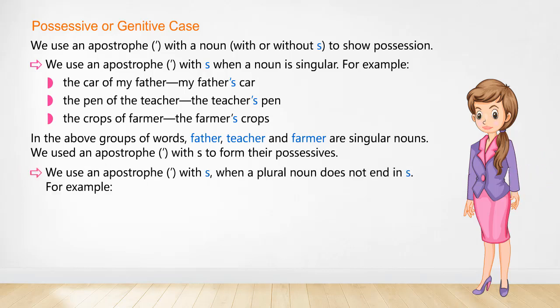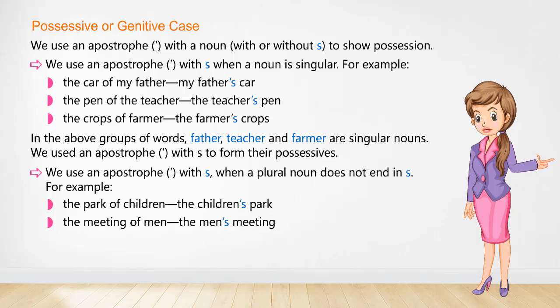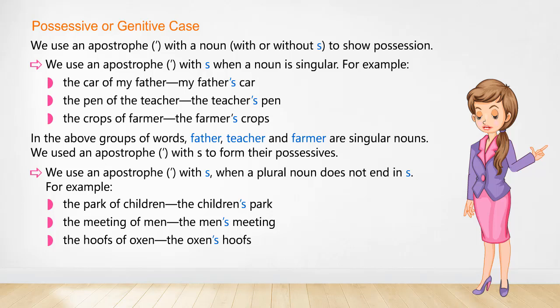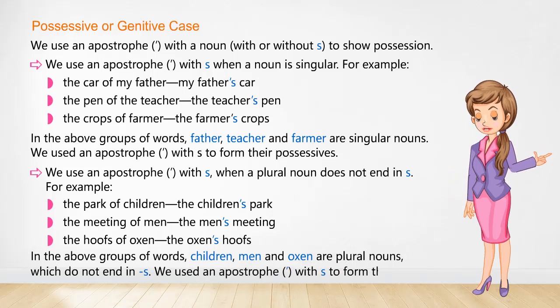We use an apostrophe with s when a plural noun does not end in s. For example, the park of the children, the children's park. The meeting of men, the men's meeting. The hooves of oxen, the oxen's hooves. In the above groups of words, children, men, and oxen are plural nouns which do not end in s. We used an apostrophe with s to form their possessives.